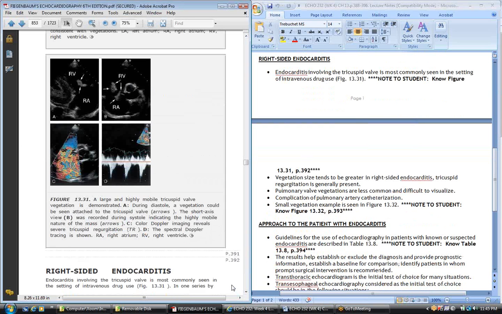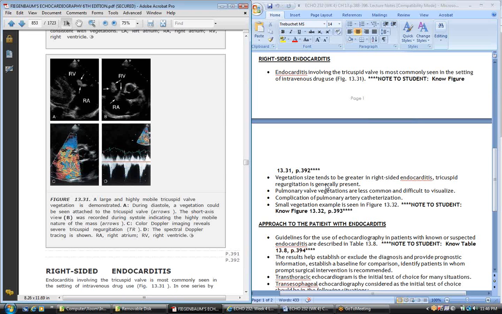Figure 13-31 that you'll see on the left side of the screen shows a tricuspid valve vegetation. You get blowing TR, large TR gradients, and you obviously see the vegetations that are on the tricuspid valve that are floating around in the RV and RA area as the valve opens and closes. Vegetation sizes on the right side tend to be much larger and greater. Tricuspid regurgitation is generally present.